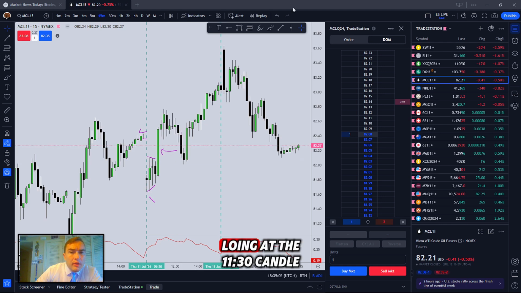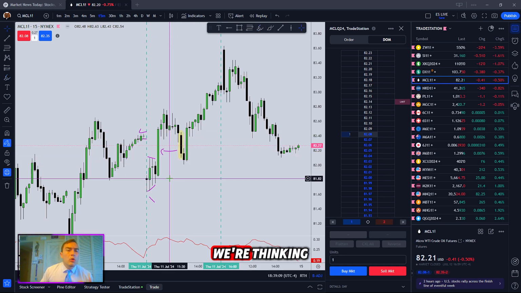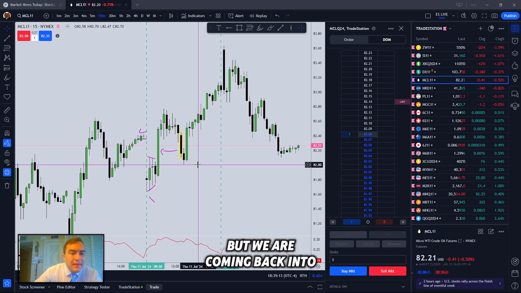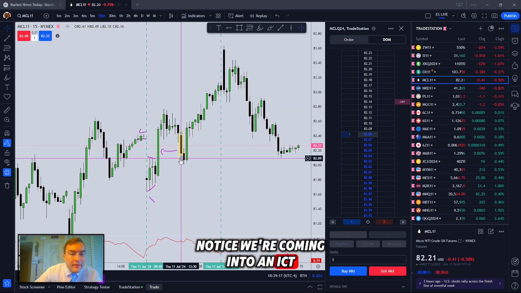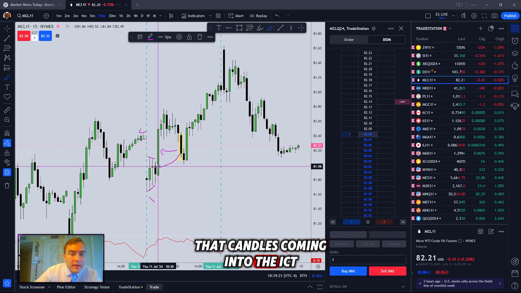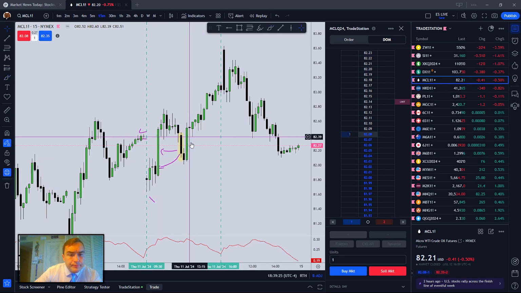So, looking at the 1130 candle, which is what I have highlighted, we're thinking, okay, some market weakness now, but we're coming back into the opening range. Also, guys, notice we're coming into an ICT order block. So what is that? That candle's coming into the ICT order block here, if you know about ICT order blocks.